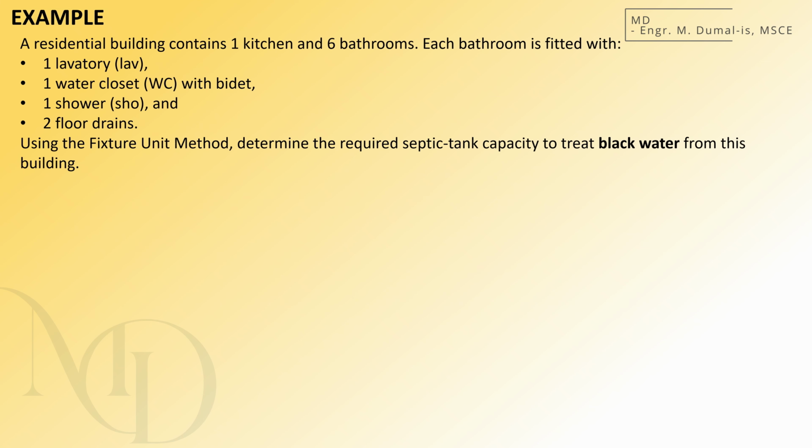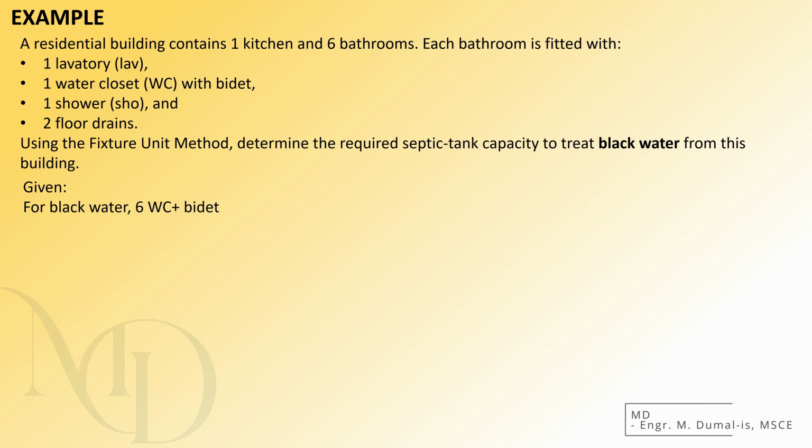Let us go through an example to apply the process. Suppose we have a residential building with 1 kitchen and 6 bathrooms. Each bathroom contains 1 lavatory, 1 water closet with a bidet, 1 shower and 2 floor drains. Since the requirement is only for black water, we will focus on the water closets and the bidets. With 6 bathrooms, that gives us 6 water closets and 6 bidets.